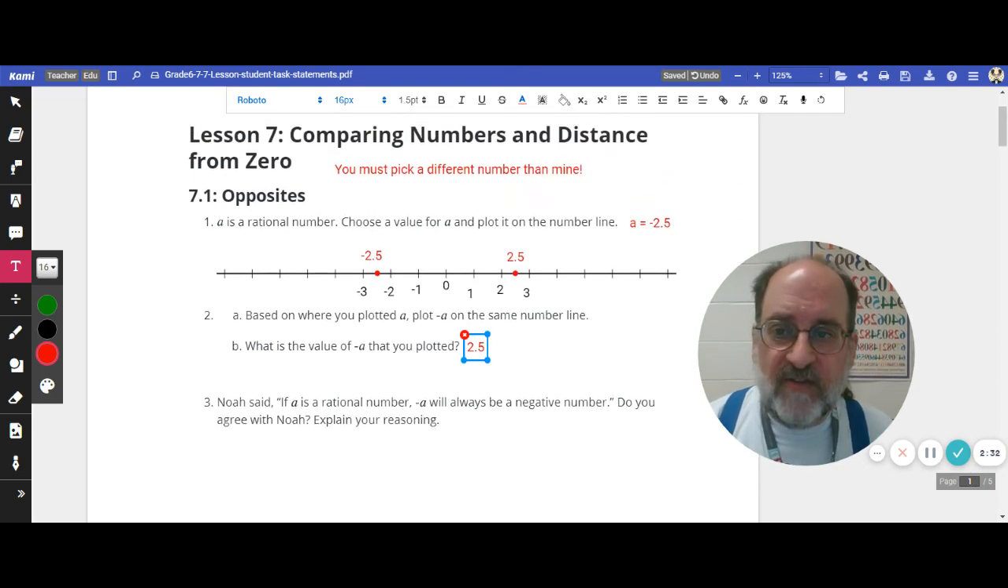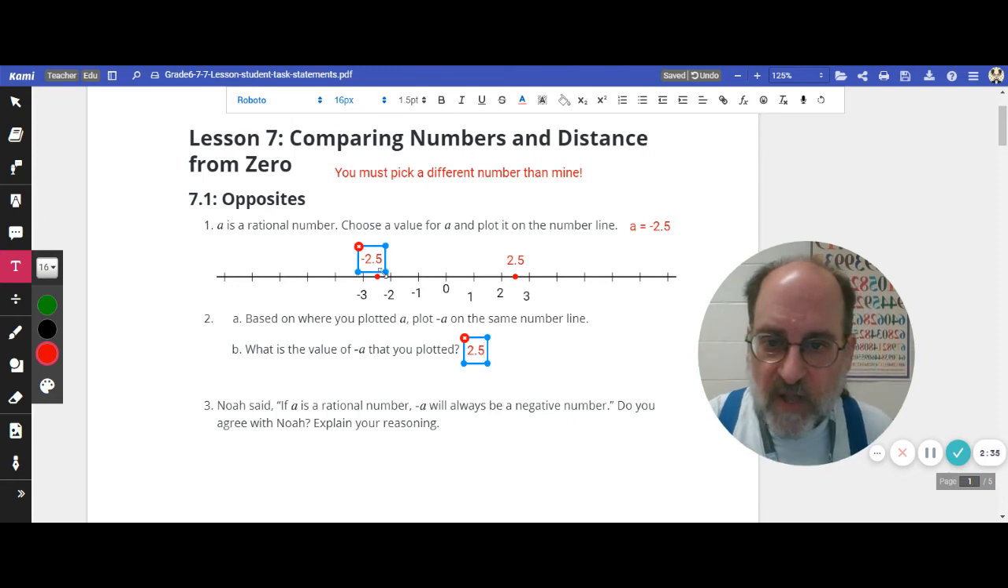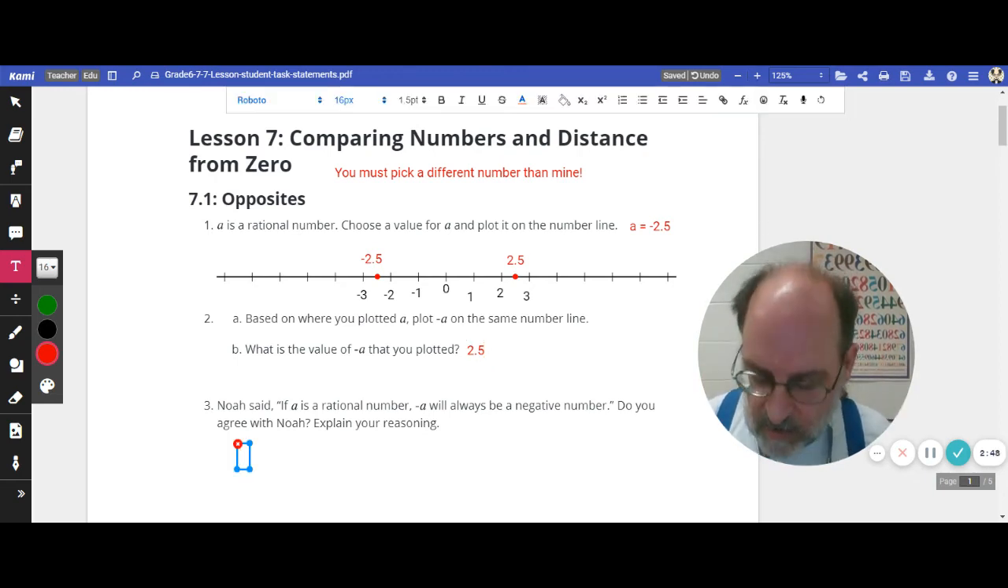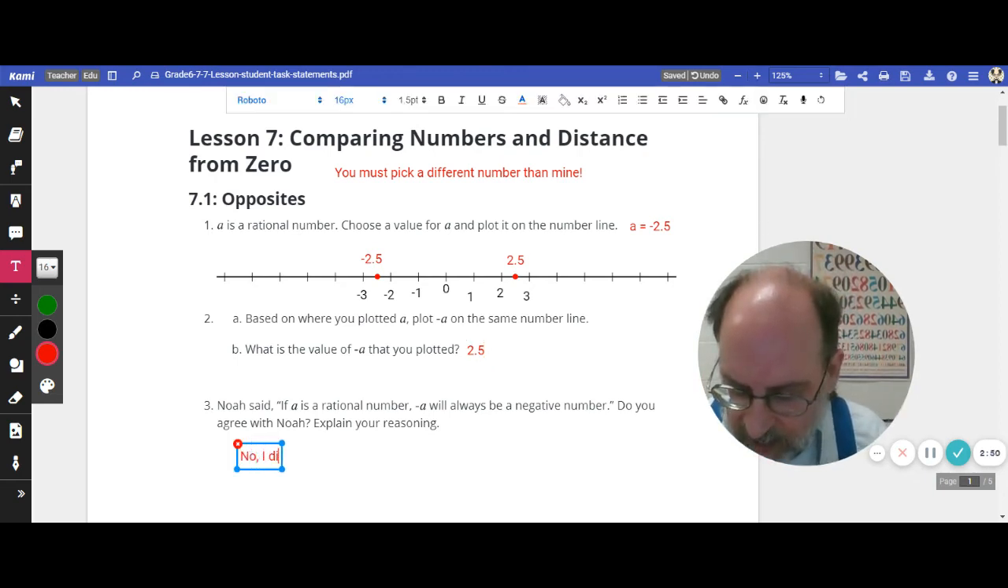All right, so Noah says this. After we've done all this, we've done our plotting. Here are our two opposites. Noah says if a is a rational number, -a will always be a negative number. Do you agree? No, I absolutely disagree. No, I disagree.